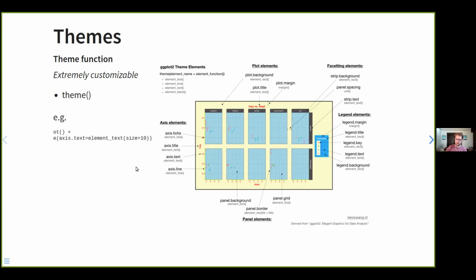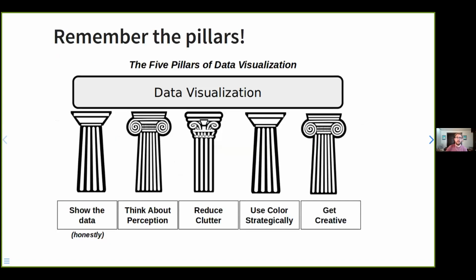And so there's many different ways you can do this. Don't worry about it if you don't want to get into it right now. This is where you start to get to the high level of customizability. Okay, as you're going through your data visualization, remember the pillars: showing data honestly, thinking about the way people perceive graphs, reducing clutter, using color in a strategic way, and getting creative.